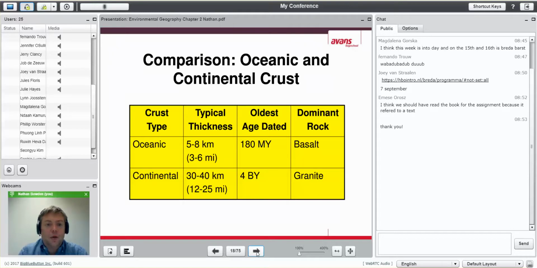Okay, so here's a table to show you the difference. The oceanic crust is 5 to 8 kilometers, the oldest is about 180 million years old, and basalt is the dominant rock type. Continental is much thicker, 30 to 40 kilometers. It's older, renews itself less. The oldest is about 4 billion years, and its dominant rock type is granite. I think that's a question on the quiz. Just a heads up.